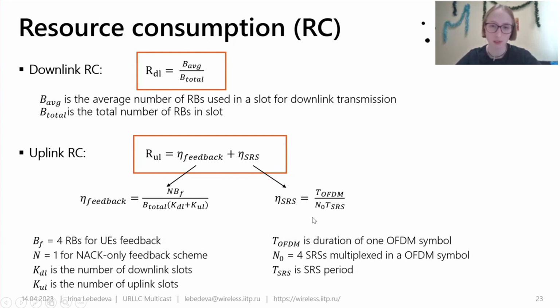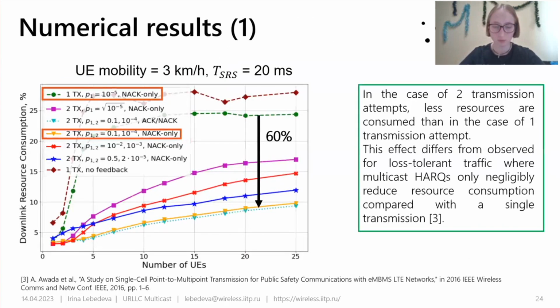T sub OFDM is the duration of one OFDM symbol, and n sub 0 equals 4 is the maximal number of SRS that can be multiplexed in a single OFDM symbol. Now let me show and describe the numerical results. In the first set of plots, I considered a UE moving at 3 kilometers per hour speed and SRS period of 20 milliseconds.